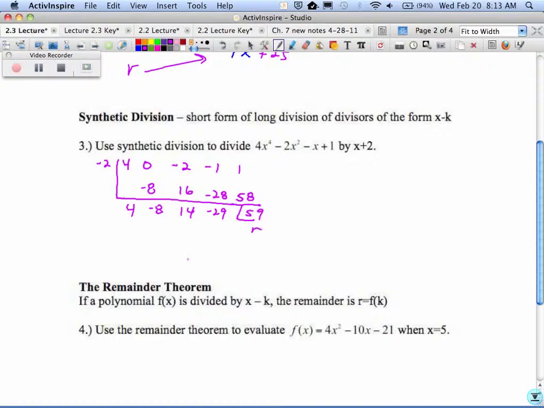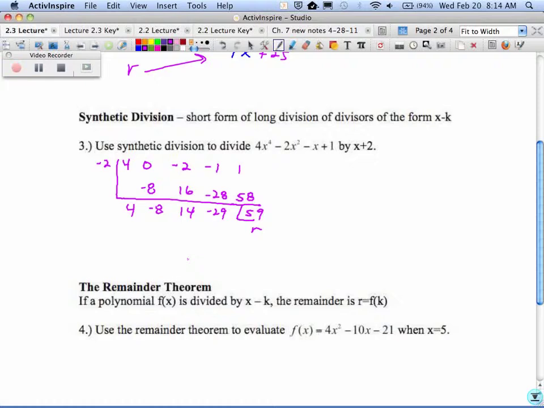I got a remainder of 59. Is this or is this not a factor? No, it's not. That's what synthetic division is. Now I'll go back and walk you through it, but I just want to show you. The point of synthetic division is that it's much faster, much easier, much quicker, and it is kind of a cool technique.